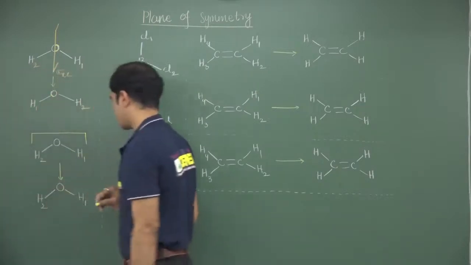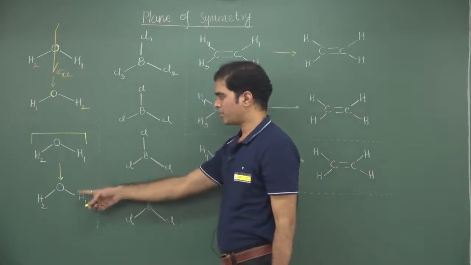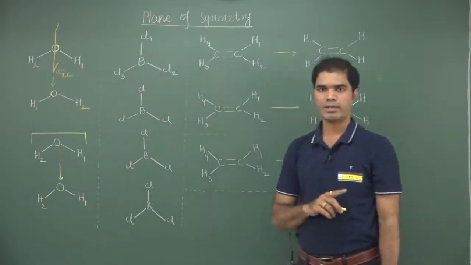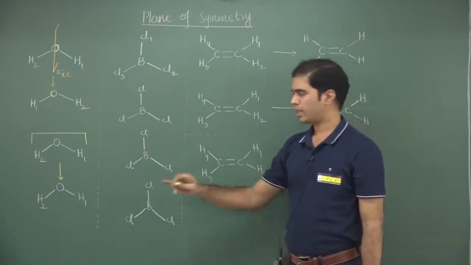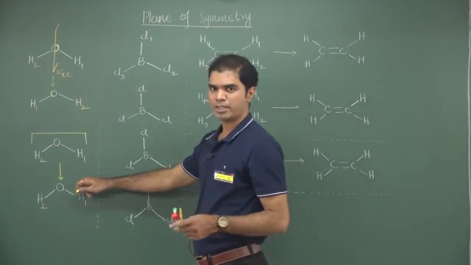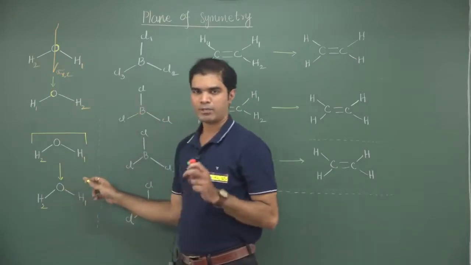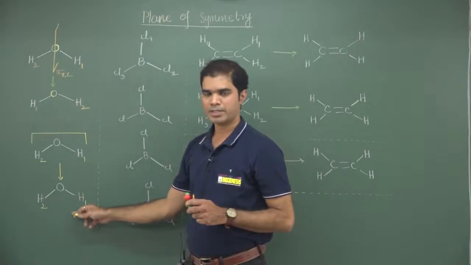So some students think that after operating a plane, there is absolutely no change, I am getting an identical structure, but it is not so. Just now I told you a guideline. Any odd number of planes, or a single plane, will always generate an equivalent structure. An even number of planes, or two planes, will generate an identical structure. So we have done only one plane, only one reflection. Therefore it has to generate an equivalent structure.